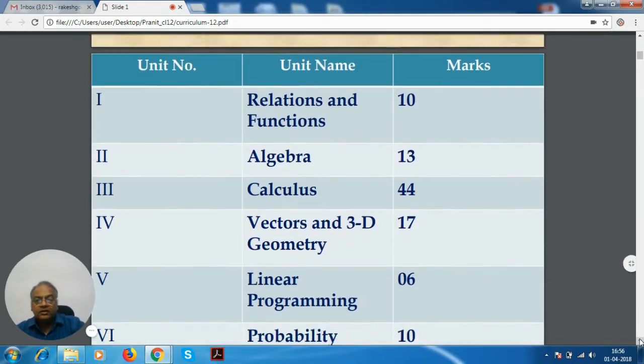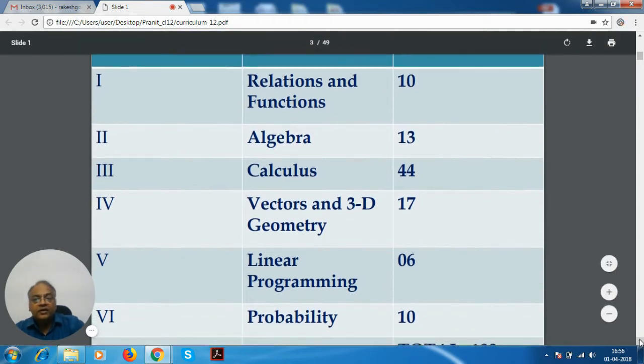There are 6 units in the curriculum of class 12th mathematics. First is relations and functions. Its weightage is 10%. Second is algebra, weightage is 13%. Calculus, weightage is 44%. This is actually the highest weightage unit. Fourth unit is vectors and three-dimensional geometry, weightage is 17%.